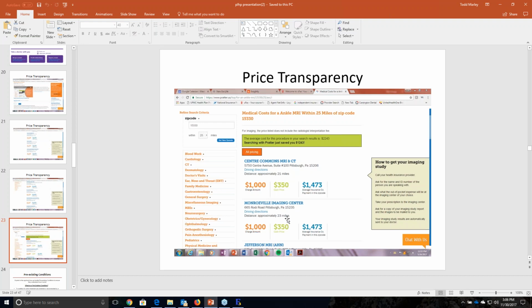If that client walks into Monroeville Imaging Center and hands them their PHCS multi-plan card and files it electronically, this is what they're going to get billed, the PPO price. So then that would go to PHCS multi-plan. It's going to get repriced to $14.73. Go to Philadelphia American. They're going to pay $3.50. Client owes $11.25.